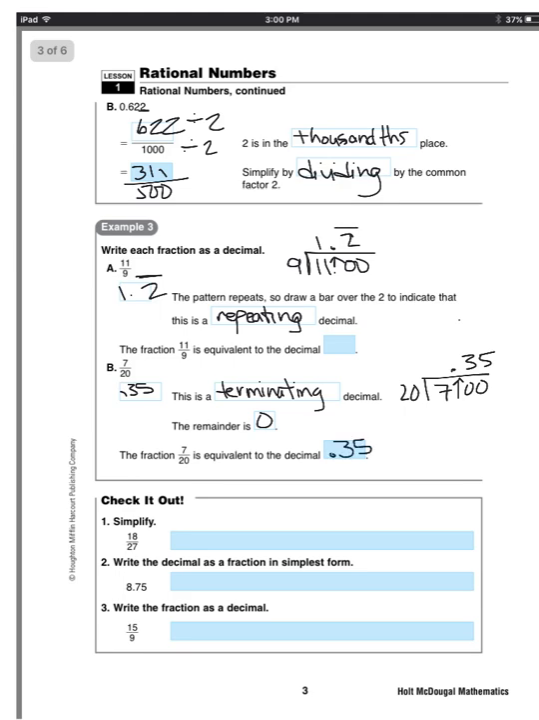Now, if you're watching this, you have to do some prove you know what you're doing problems. Everyone does. Your prove you know what you're doing problems are the check it out problems. So you need to do 1, 2, and 3, and then come show them to me so I can approve that you know what you're talking about.